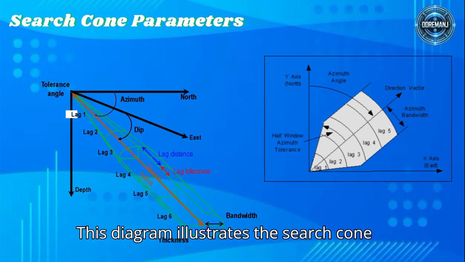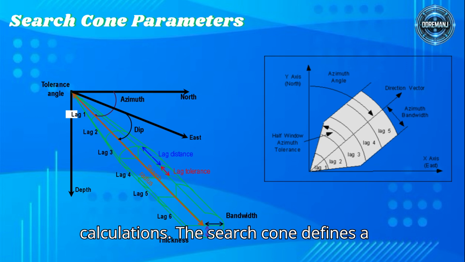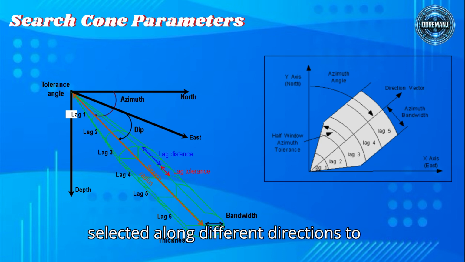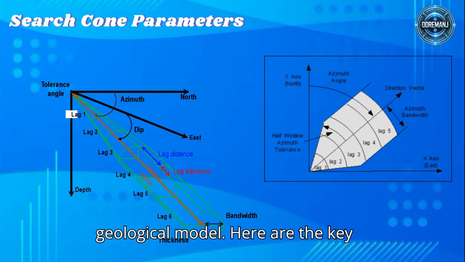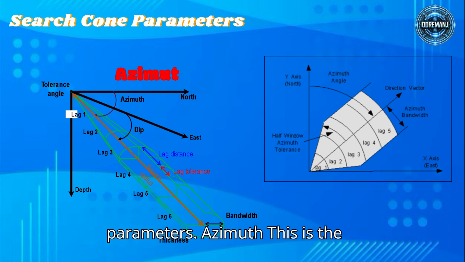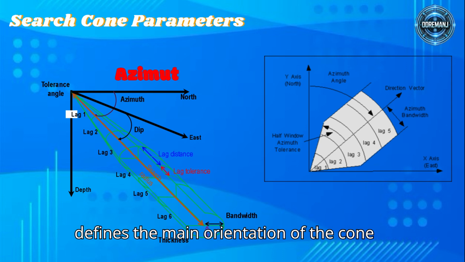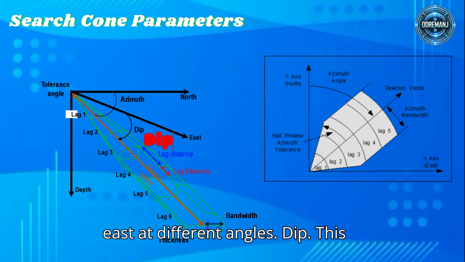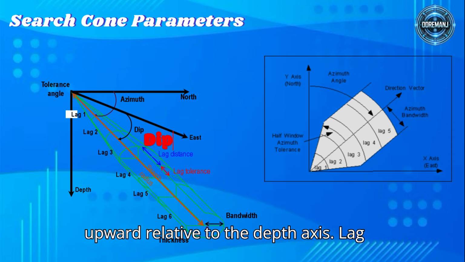This diagram illustrates the search cone parameters used in geostatistical analysis, particularly for variogram calculations. The search cone defines a spatial region from which data points are selected along different directions to evaluate their correlation in a geological model. Here are the key parameters. Azimuth. This is the horizontal direction of the search cone, measured in degrees from the north. It defines the main orientation of the cone on the horizontal plane, from north to east at different angles. Dip. This refers to the inclination angle of the search cone in the vertical plane. It controls how the cone tilts downward or upward relative to the depth axis.